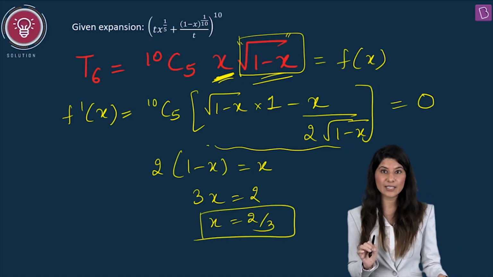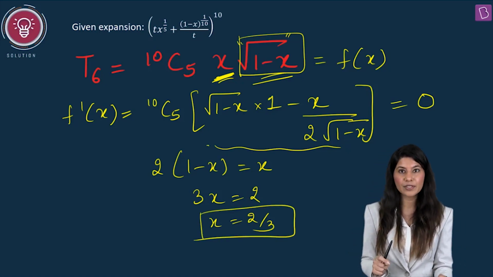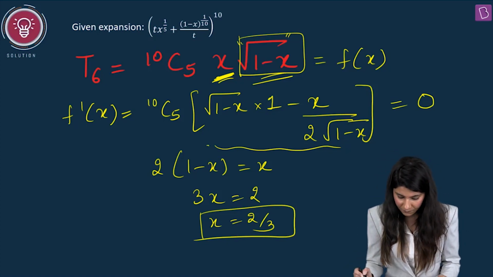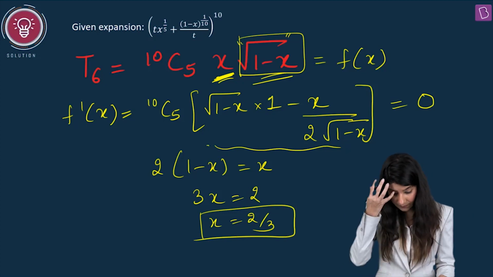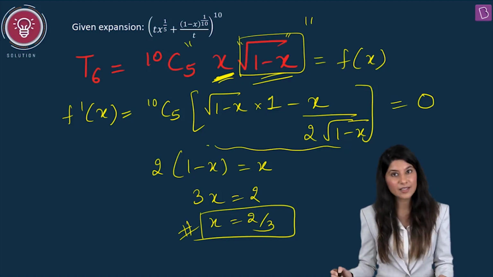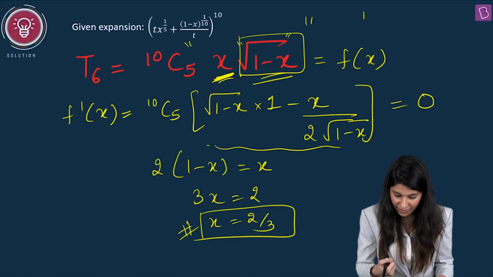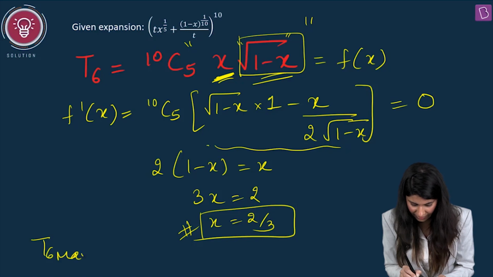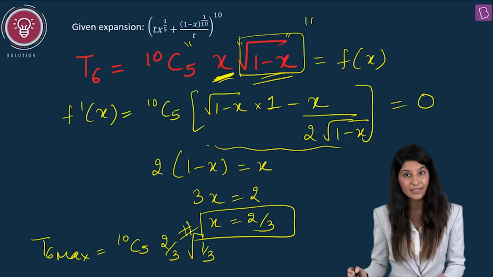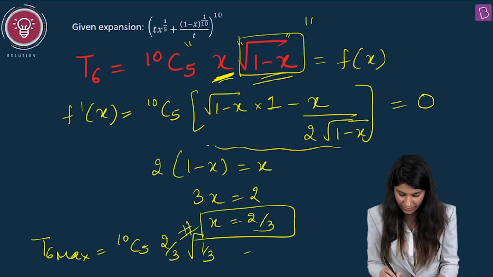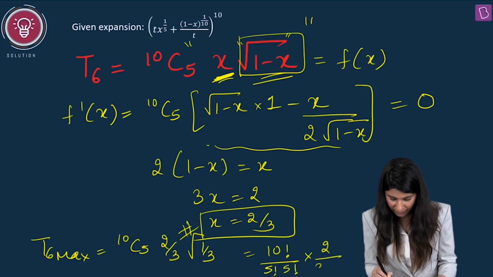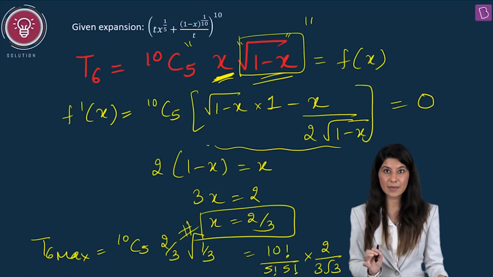The moment you have x equal to 2 by 3, this is a point where you can get the maximum value, right? So now, at 2 by 3, if you put it over here, you'll get the maximum value. So 10C5, maximum value, T6 max, we are calculating. 10C5, (2 by 3) square root of 1 by 3. This is the maximum value, right? 10 factorial by 5 factorial by 5 factorial, multiply 2 by 3 root 3. This is the maximum value, right?